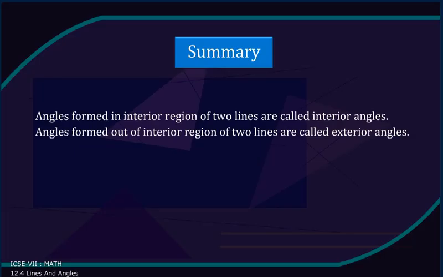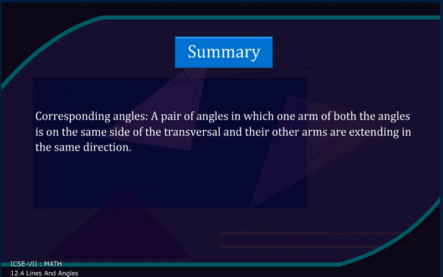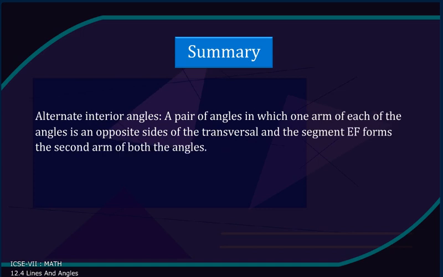Summary. Angles formed in the interior region of two lines are called interior angles. Angles formed outside the interior region of two lines are called exterior angles. Corresponding angles: a pair of angles in which one arm of both the angles is on the same side of the transversal and their other arms are extending in the same direction. Alternate interior angles.